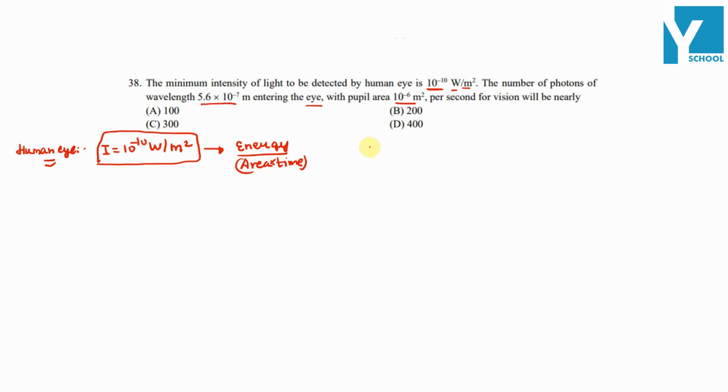Now the question asks how many photons of wavelength 5.6 into 10 raised to minus 7 meter must arrive on the pupil of area A is equal to 10 raised to minus 6 meter square, so that we can easily detect the light. So intensity I should be equal to number of photons per unit time into hc by lambda into area.